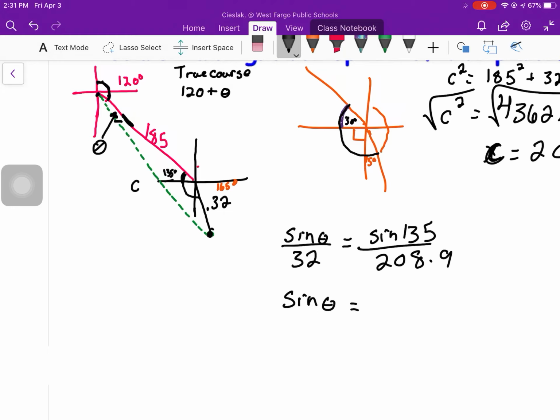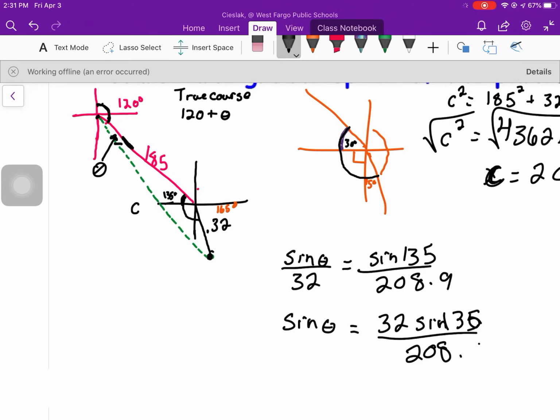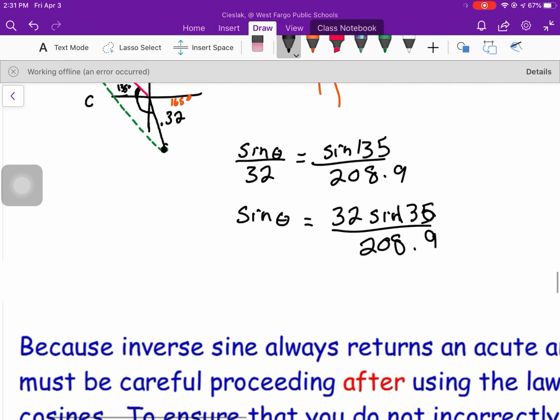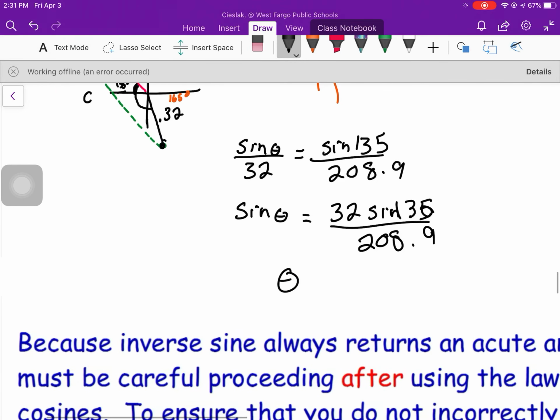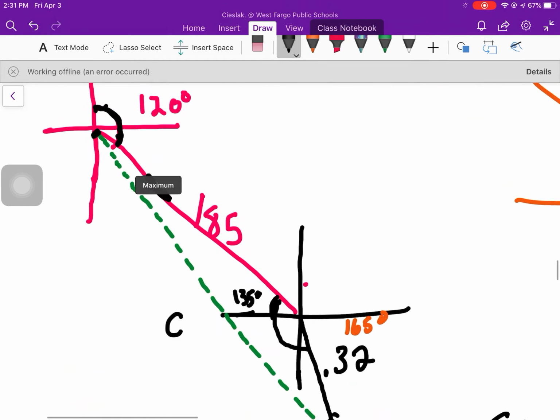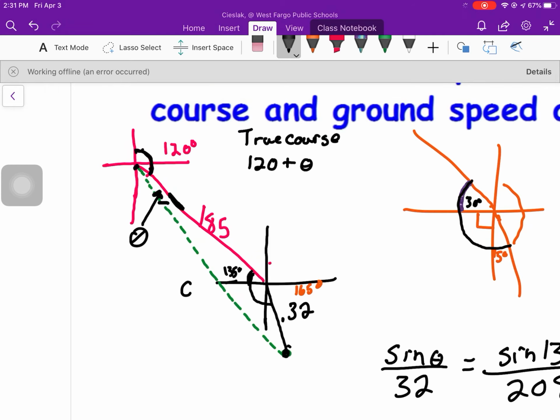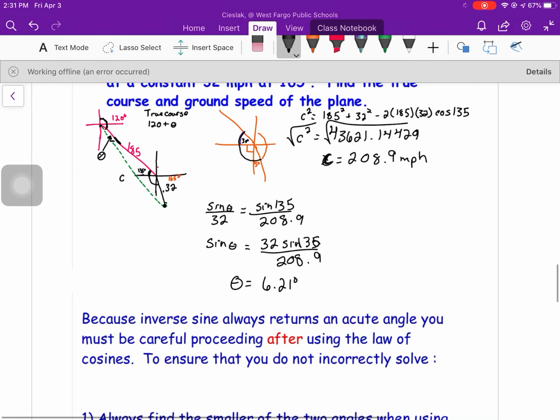So if we cross multiply, the sine of theta would be equal to 32 sine 135 over 208.9. From there, take the inverse sine, and we should get theta is equal to 6.21 degrees. So that is that tiny little piece in there. If you were trying to send a rescue helicopter out to these guys, you would tell them to go on a heading of 126.2 degrees.